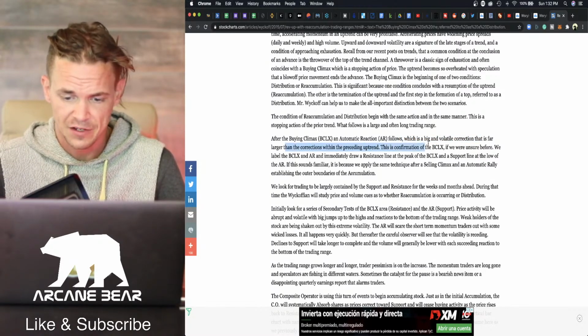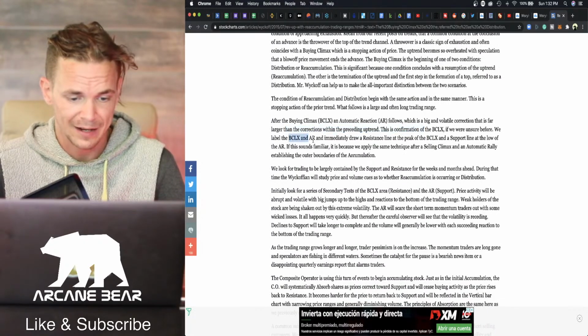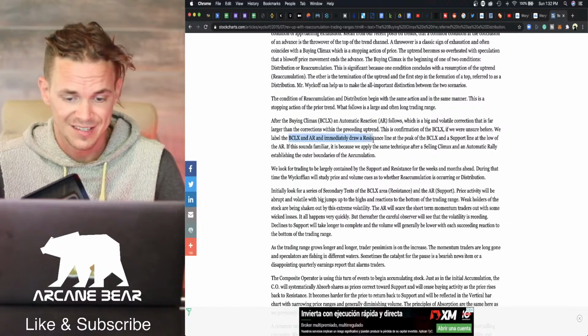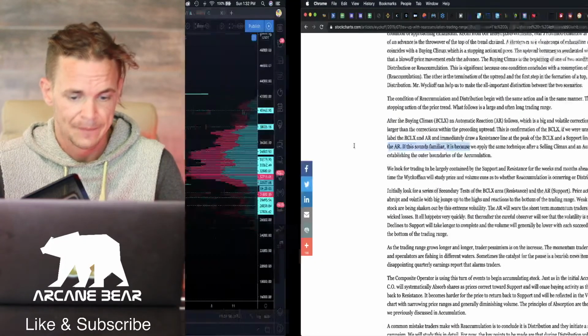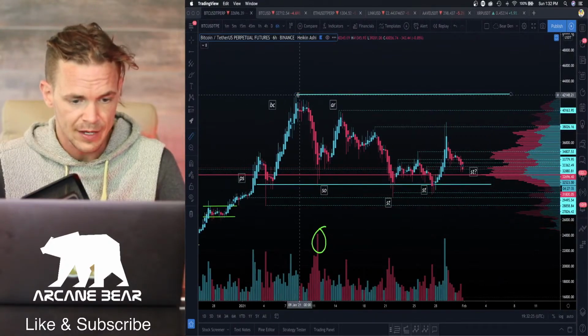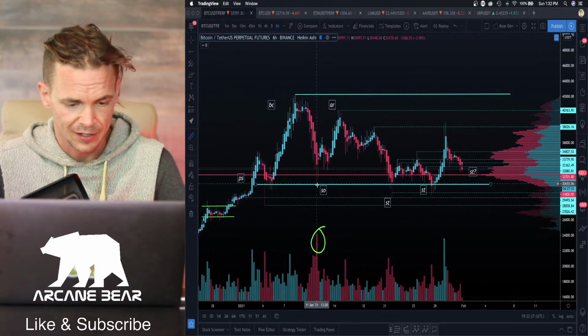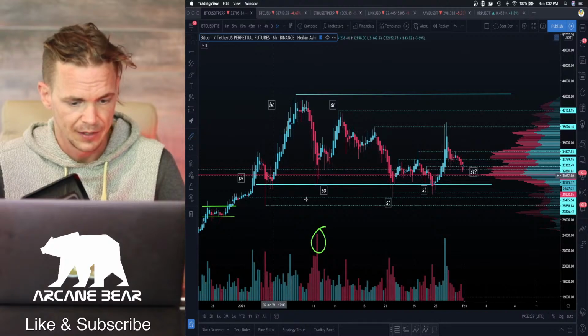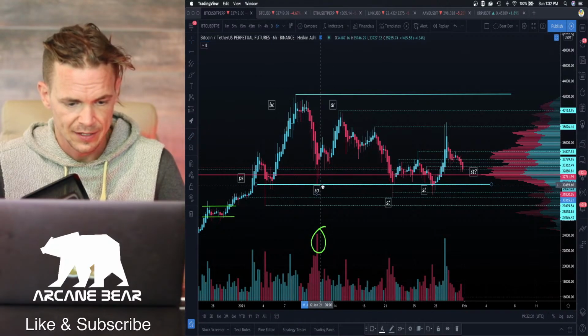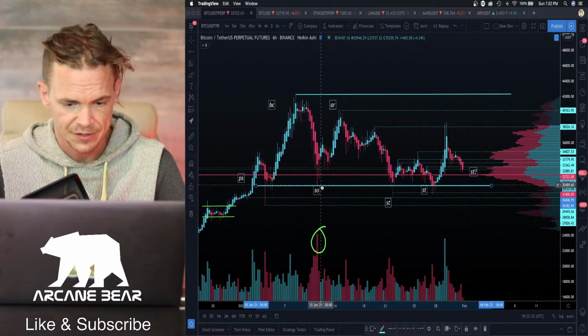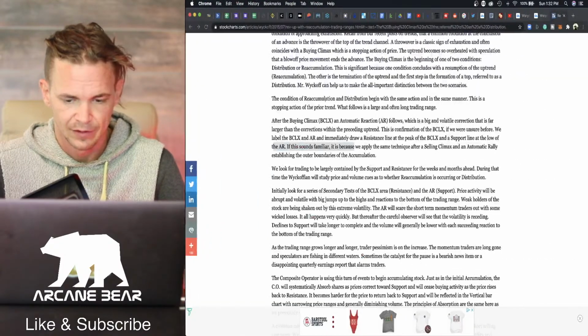This confirms the buying climax. If we were unsure before, we'll label it buying climax and AR immediately and draw the resistance line at the peak of the buying climax and a support at the low of the automatic rally. So this is what we've done. Here's the top of the buying climax. Here's the low of the automatic rally, or the shakeout, as I like to call it. And again, here is the primary distinction of our trading range, here and here.